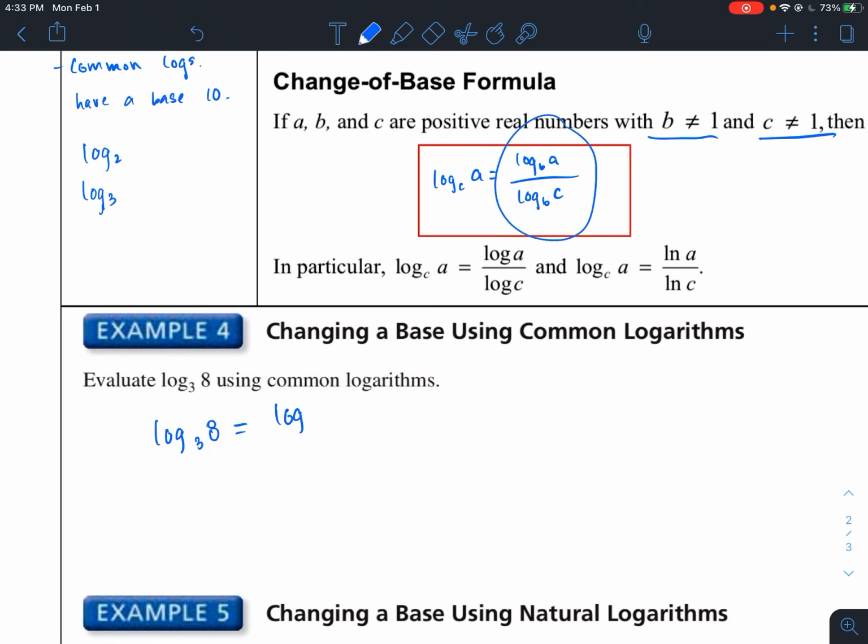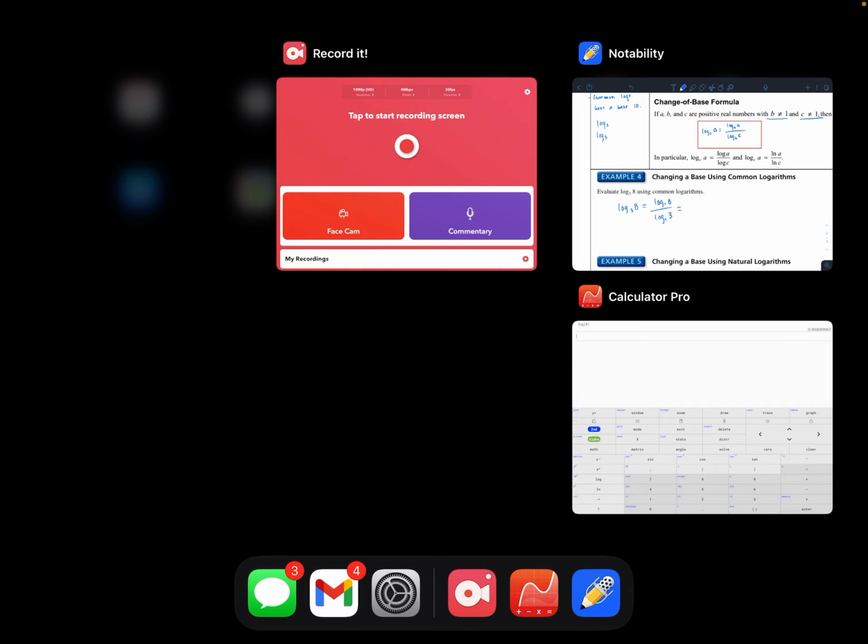I'm just using this formula right here: log of 8 divided by log of 3. This is how we can change the base. In our case, we are changing the base to 10. We're doing this so that we can type this into our calculator, because our calculators know and can evaluate log base 10. So we're going to do log of 8 divided by log of 3, and punch that into our calculator.